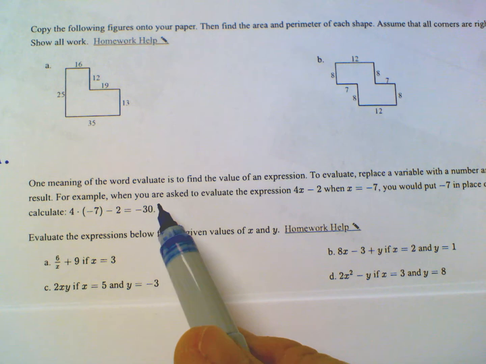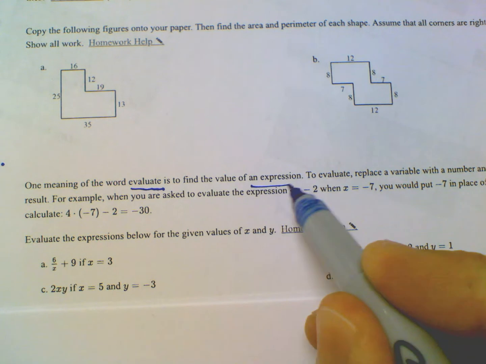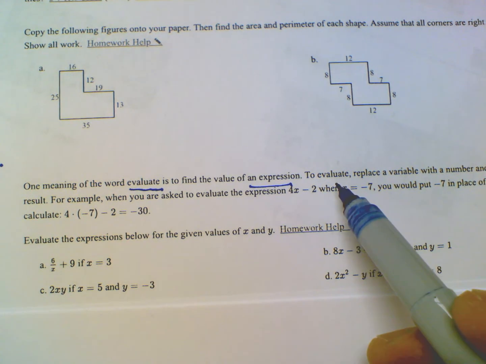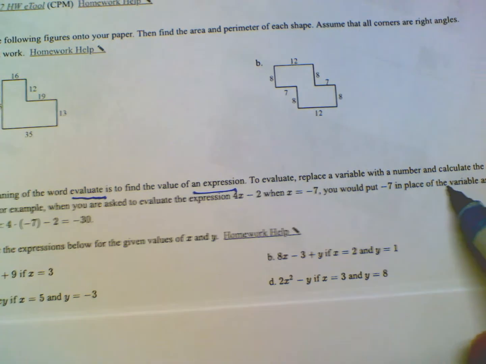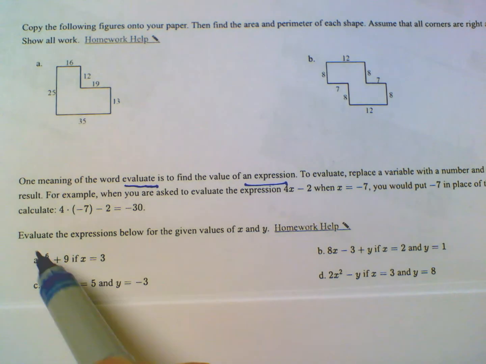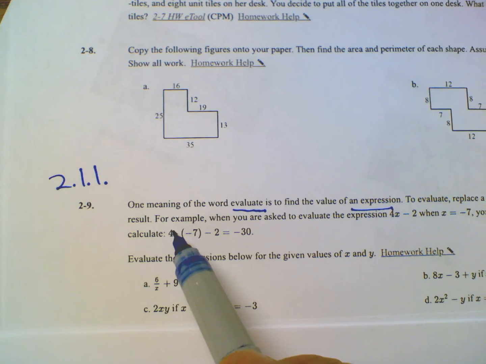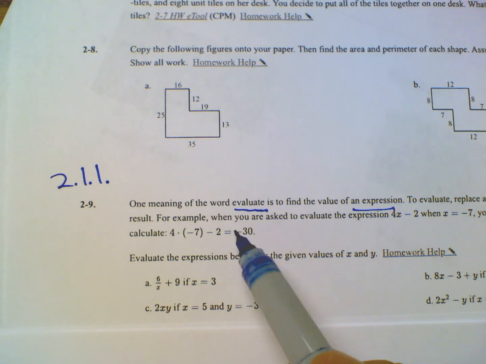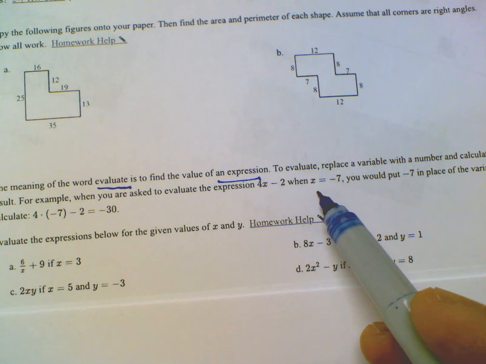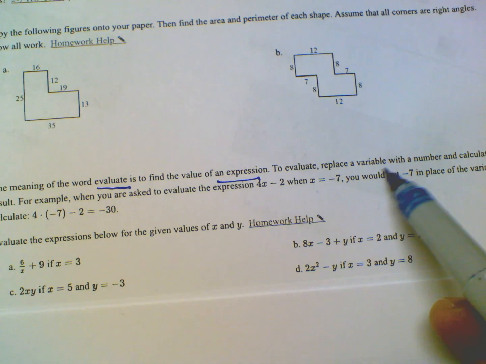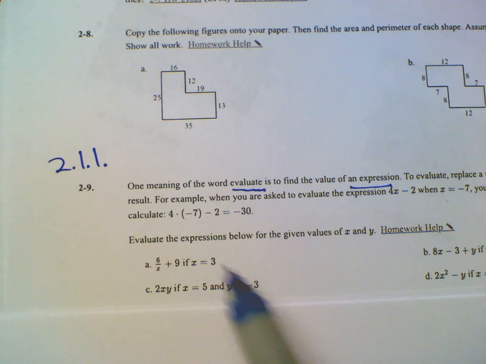So this is evaluating an expression, right? If you read, it says to evaluate, replace a variable with a number and calculate the result. So we're going to replace the variable with the number and calculate the result. And it gives us a nice example. It says, for example, when you are asked to evaluate the expression 4x minus 2 when x equals -7, you would put -7 in place of the variable and calculate.